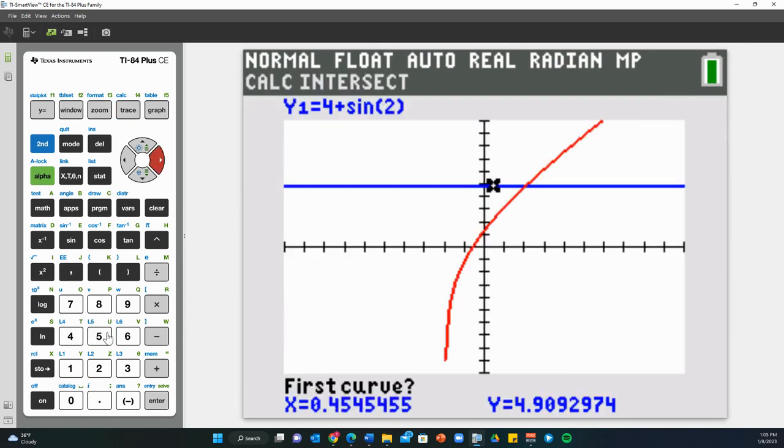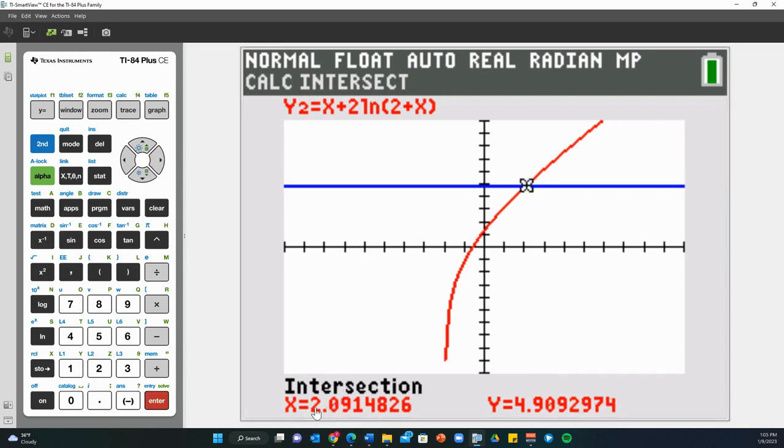Really, you just have to move your cursor using the left or right arrows as close as you can get it, or relatively close. And then we're just going to hit enter 3 times. Enter once for a value close on the first curve, again close on the second curve. And then the third one is actually just a guess, which means you can move the cursor close to where you think it's going to be. That just helps speed up the process, but it's not necessary. You can actually just hit enter anywhere, and it will snap right to that intersection value.